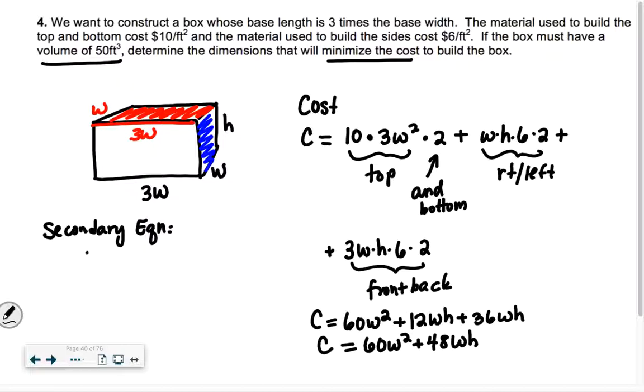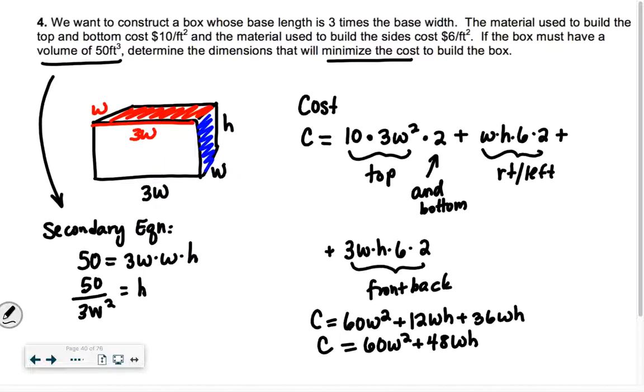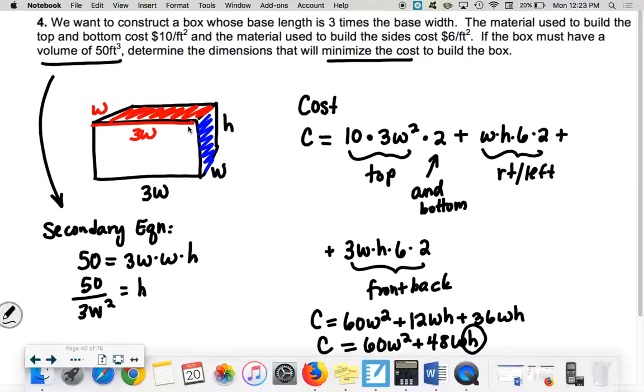So if our volume is 50 cubic feet, that means we have 50 equals 3W times W times H. So H is 50 divided by 3W squared. And that's what we're going to replace here, and then we're going to take the derivative from that. Does that make sense? Do you guys see how it works? So we'll pause on that. Remind me that's where I left off when we do this tomorrow.